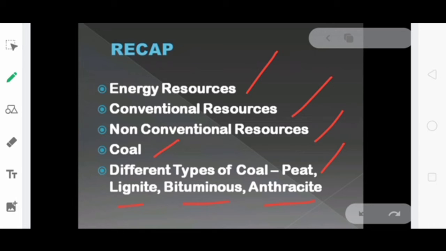Then we have seen bituminous. It is a soft coal, most widely available and used coal. So it consists of 40 to 80% carbon. Then we went on to discuss anthracite, which is the best quality coal. It is a hard coal and 80 to 95% of carbon content is there. So these were the things we discussed, and we also discussed the different coal reserves in India.